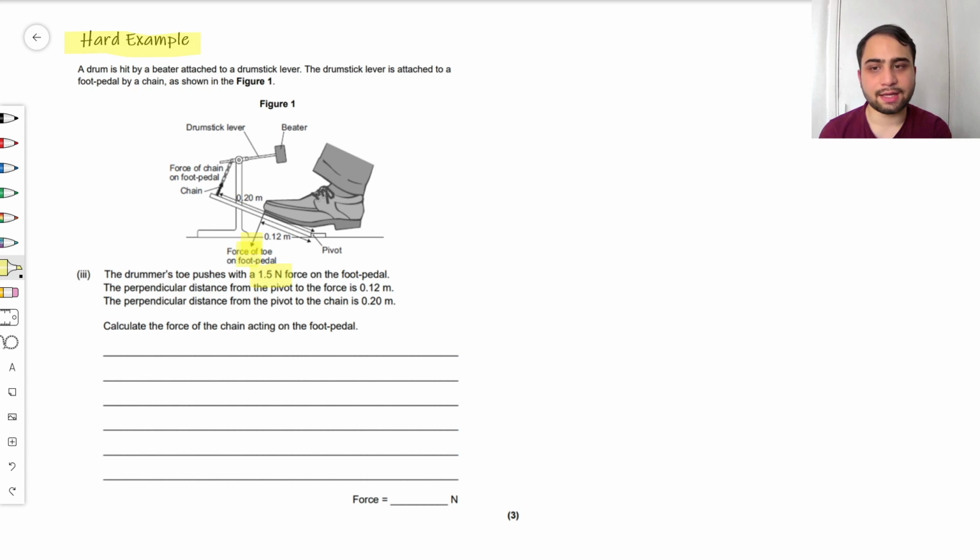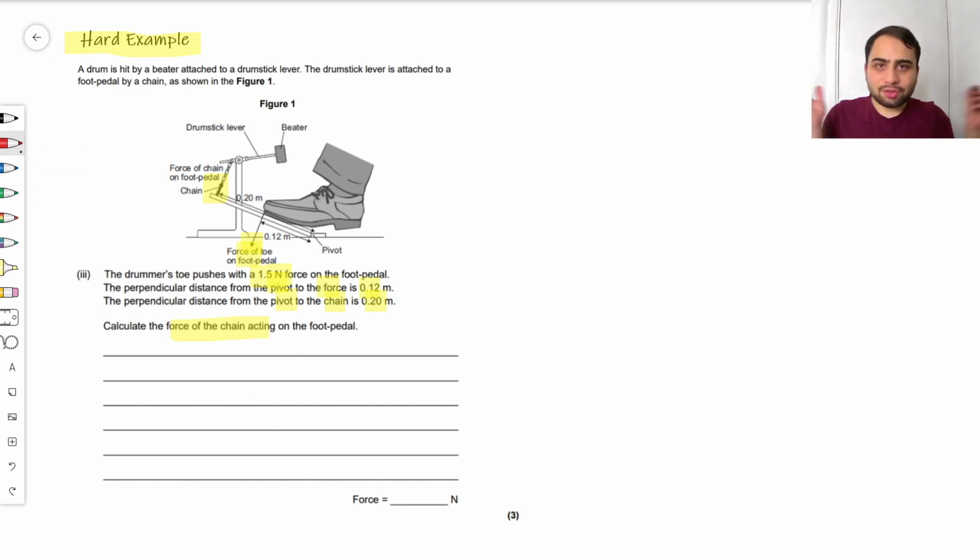So, the drummer's toe pushes with a 1.5 Newton force on the foot pedal. So, that's right here. The perpendicular distance between the pivot and the force is 0.12 meters. The perpendicular distance from the pivot to the chain is 0.2 meters. Calculate the force on the chain acting on the foot pedal. So we're trying to work out this unknown force here, given one force and one moment.